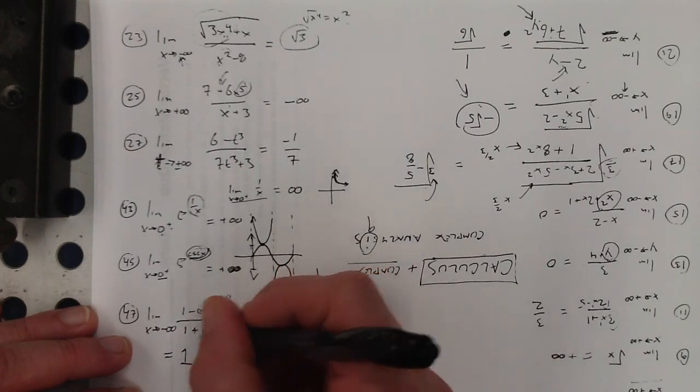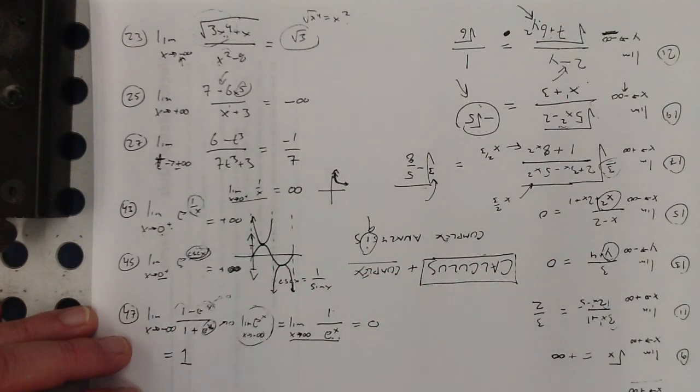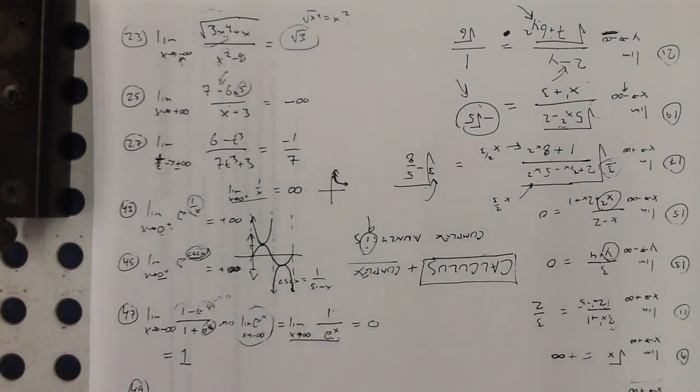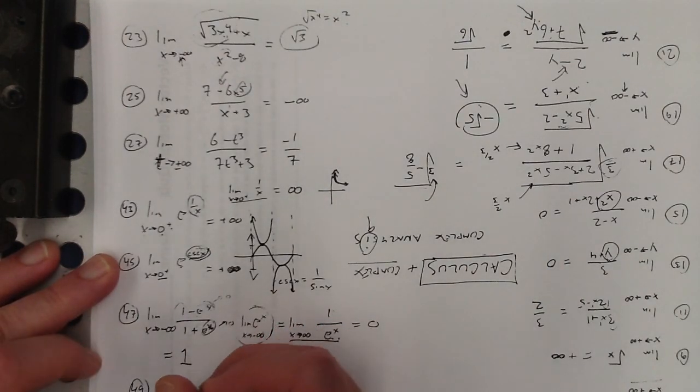These two things both go off to 0, and we just are left with that. All right, 49. Hey, good thing we thought about that. All that e business here looks like it's going to come in handy again.